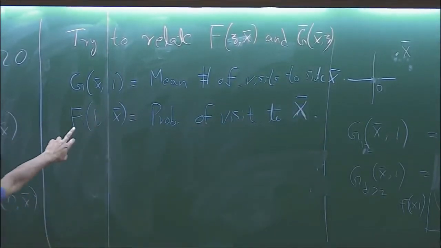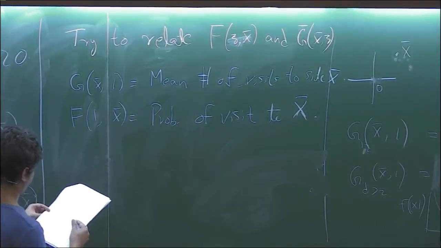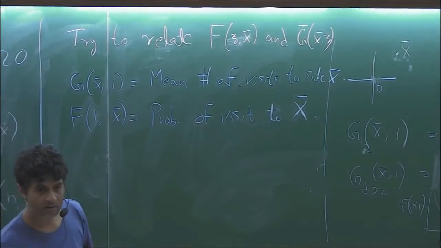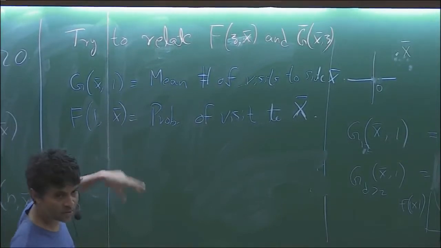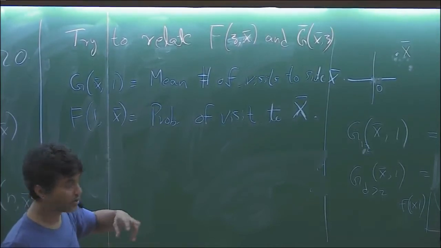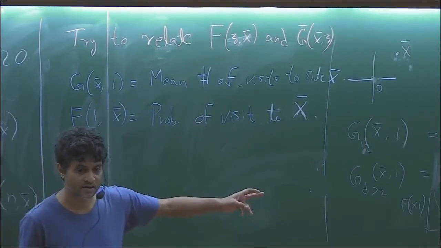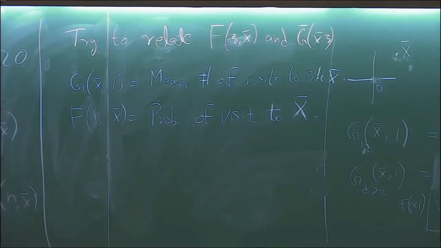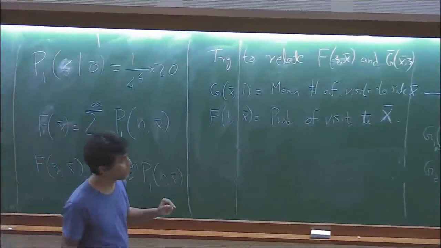This I already explained why. So f1 x bar is basically this object, and I explained why it's the probability of visiting a site. Earlier I said if it is 0, then it's the probability of returning to the starting point. Now this is the probability that you start from the origin and go to x. What did I define here? It's the probability of starting from the origin and visiting x bar for the first time. It's always the first time.